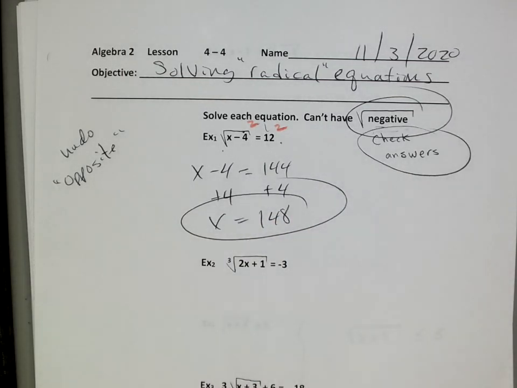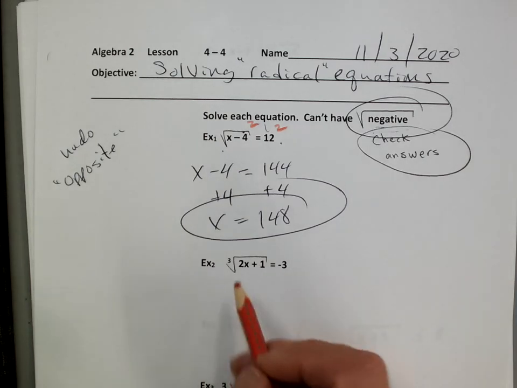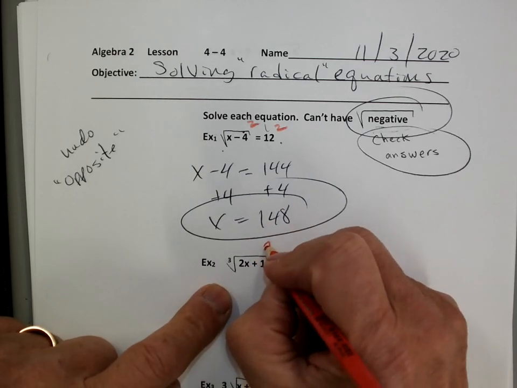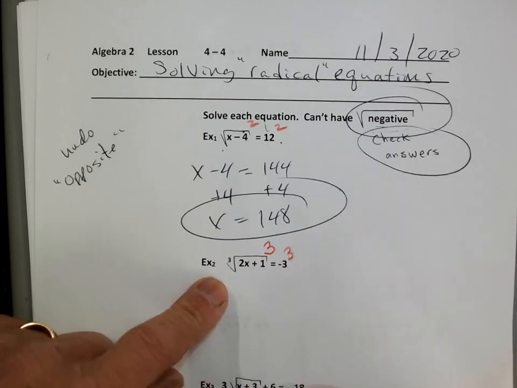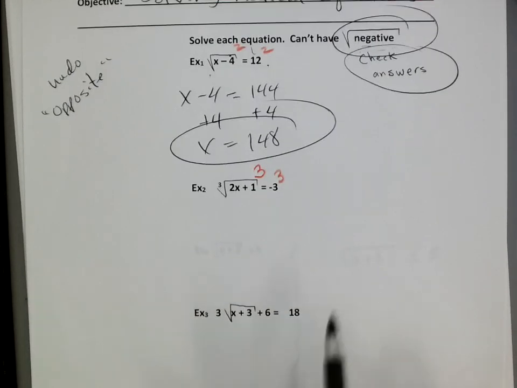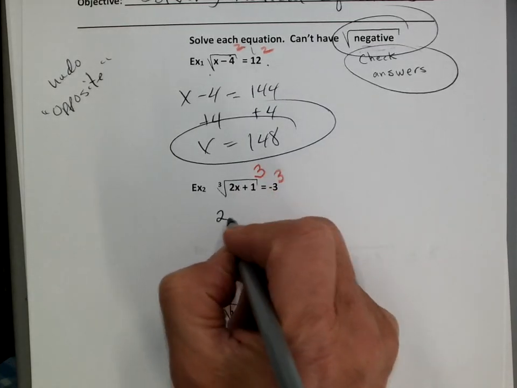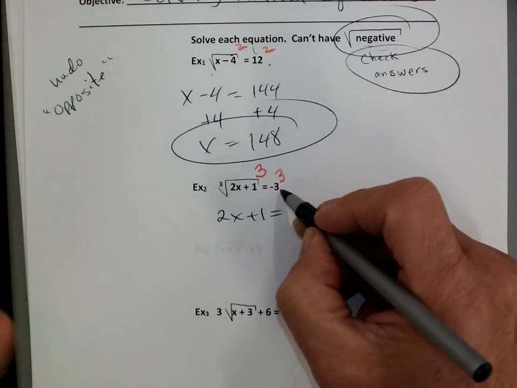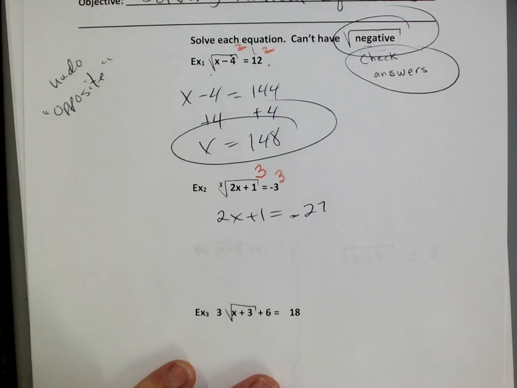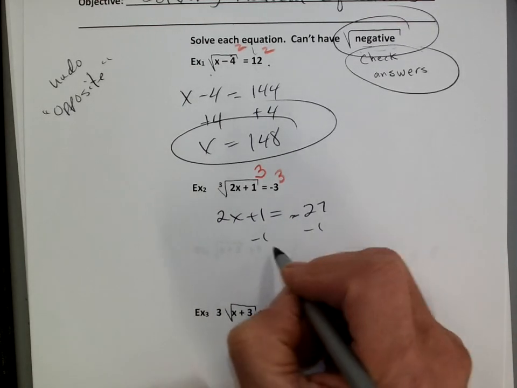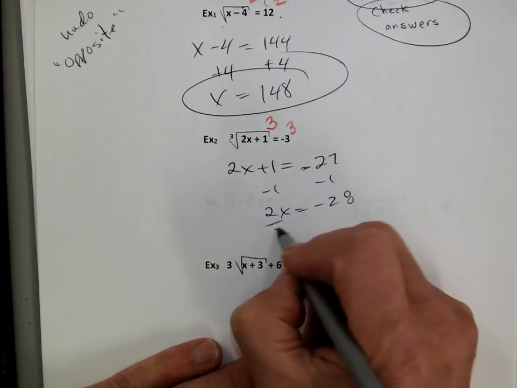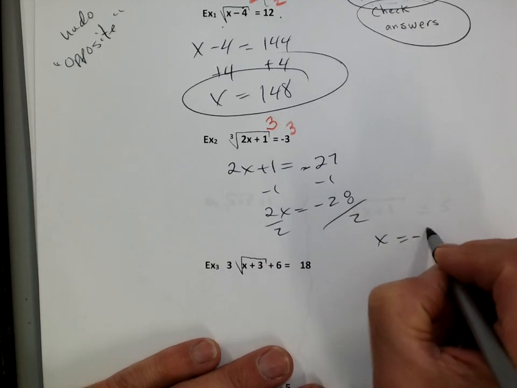Number 2 is different because it's a cube root, okay? So if I got a cube root, again, I want to do the opposite. So the opposite of a cube root is to cube this side, and I'll cube this side, right? Because a cube root is like a 1/3 power. They cancel each other out. So I'm just left with 2x plus 1 equals, well, let's see, negative 3 times negative 3 times negative 3 is a negative 27. Keep solving. Minus 1, minus 1. 2x equals negative 28. Divide by 2. I have x equals negative 14.